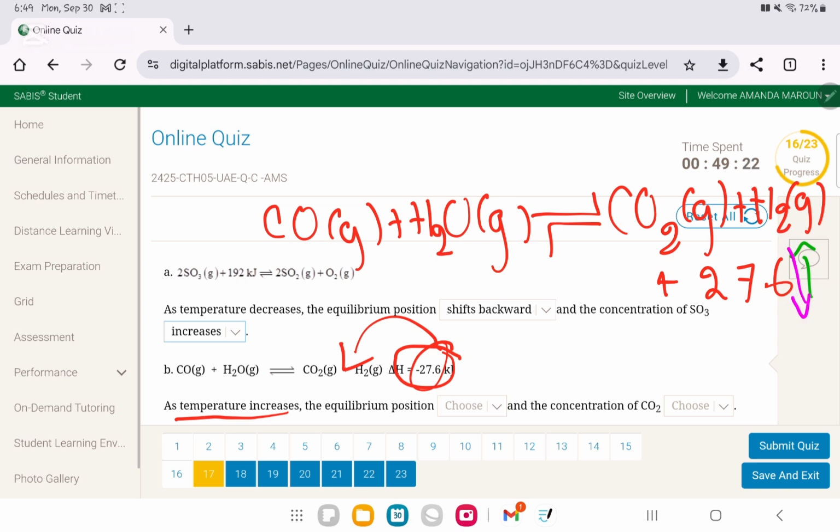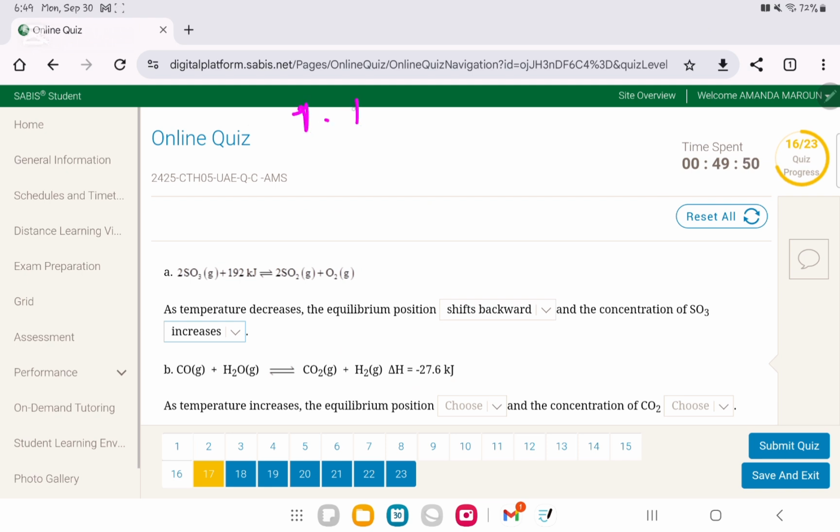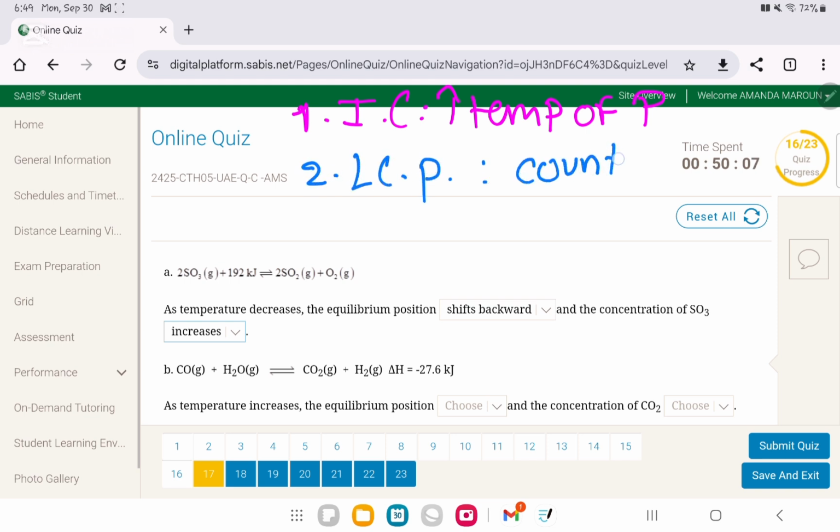So let's write it in 4 steps. The first step is the imposed change. What's the imposed change? It is increasing the temperature. The imposed change is increasing the temperature of products. Now, what happens if you increase the temperature of products? Second, we have Le Chatelier's principle, which states a counteraction.